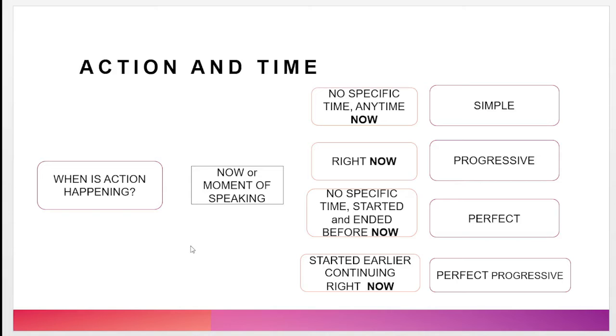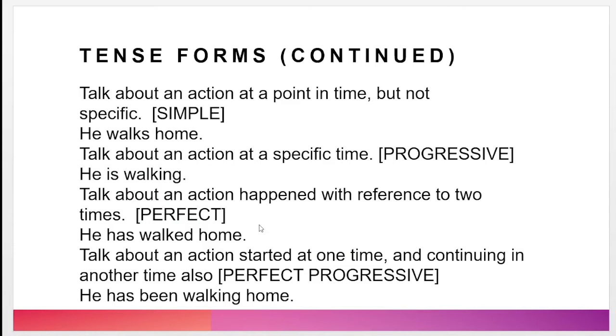But we are only talking about the general use cases of these tenses. When you actually use them in sentences, all of these tenses have different purposes. You will be using them in different contexts to talk about the past, the present and the future. So when you use simple tense, you are talking about an action at a point in time, but you are not specifying what exact time it is.